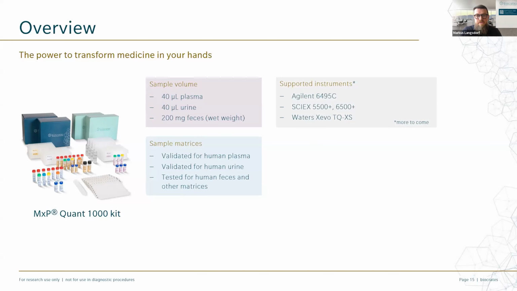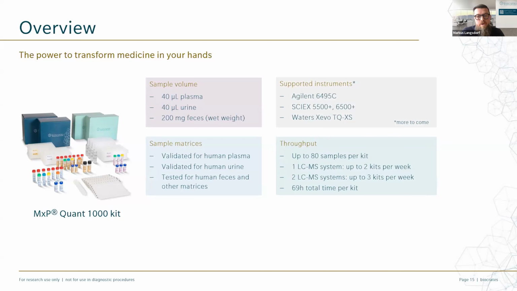The supported instruments today are the Agilent 6495C, the SCIEX 5500 Plus and 6500 Plus, and the Waters Xevo TQ-XS. But we are not sleeping, and further platforms will follow until the end of the year. Regarding throughput, you can run up to 80 samples per kit. If you have 1 instrument available, you can run up to 2 kits per week. If you have 2 instruments, you can run up to 3 kits per week. And the total time per kit, so from sample, from freezer actually, to results, is about 69 hours. But I will have a separate slide on this later.